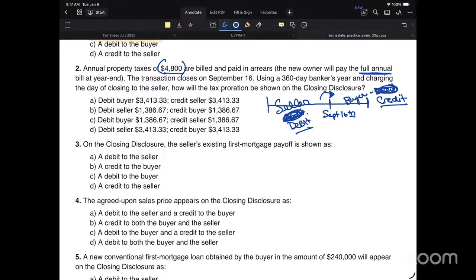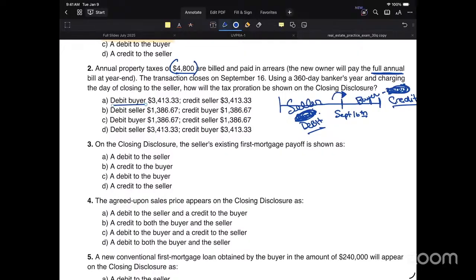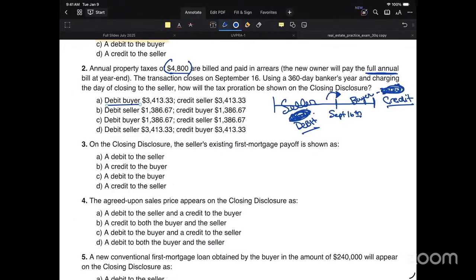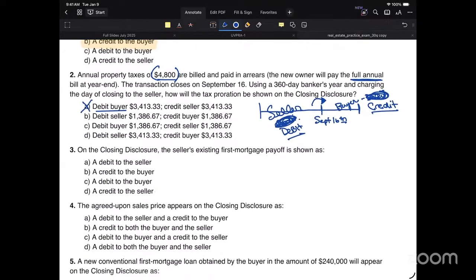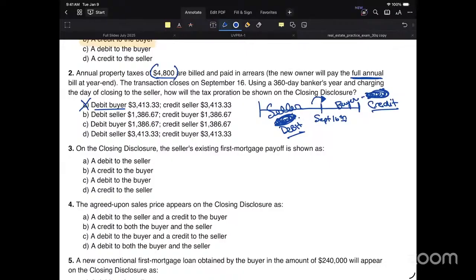We can eliminate some answer choices. So in this one, A says debit the buyer and credit the seller. Well, that's not right. That's not what we want, because we want to credit the buyer, we want to debit the seller. Well, B says we're going to debit the seller $1,386.67, and that means the buyer will be credited $1,386.67.